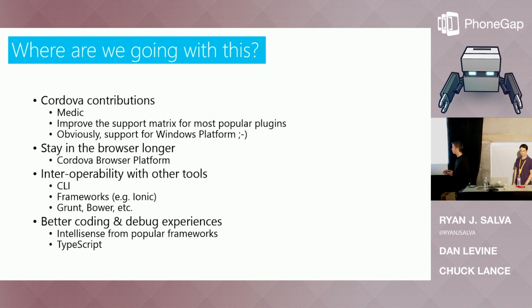My pet project right now is thinking about Ripple and the Cordova browser platform. Staying in the browser longer, that's all about the Cordova browser platform. It's about thinking of ways that we can make it so that developers can move from taking simple websites and progressively enhancing them to make them into hybrid applications. A lot of that means building your web application inside of the browser first, and then incrementally adding on Cordova functionality.